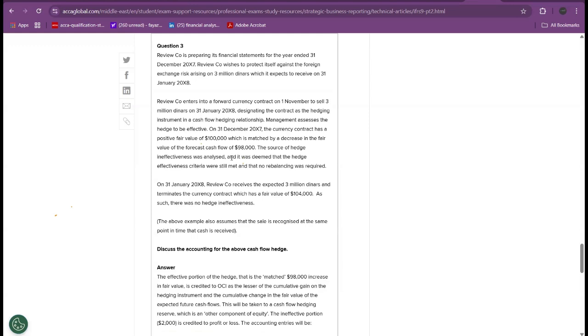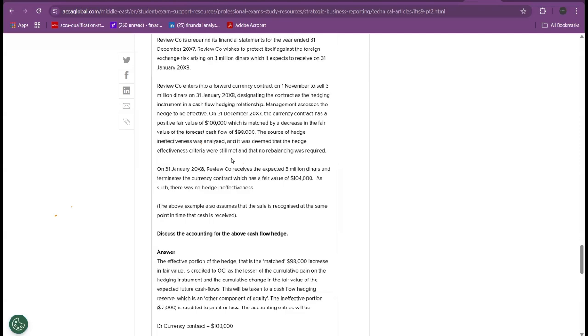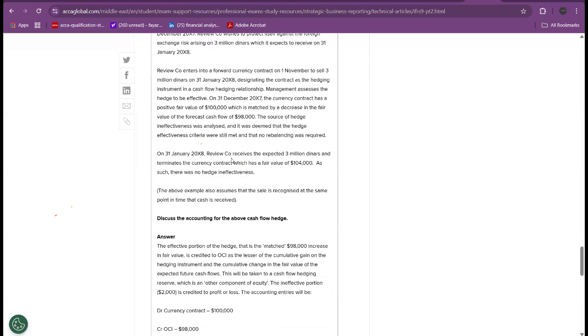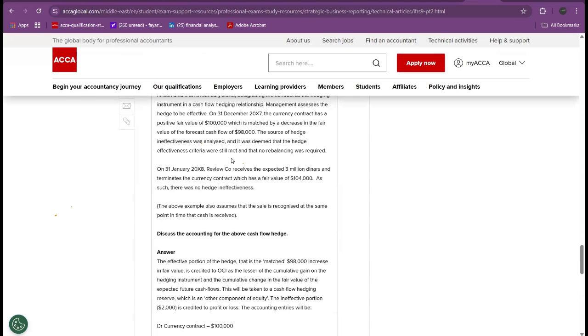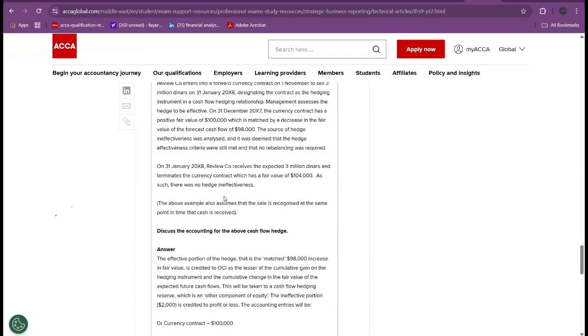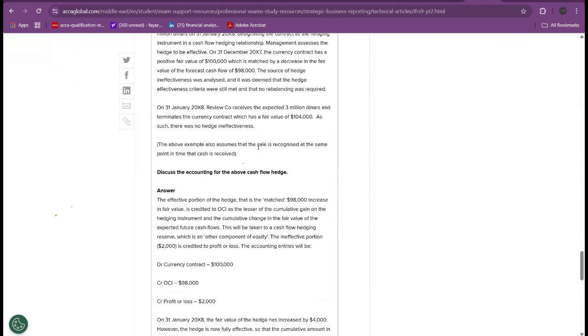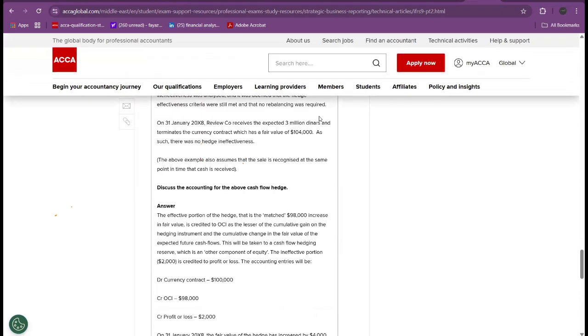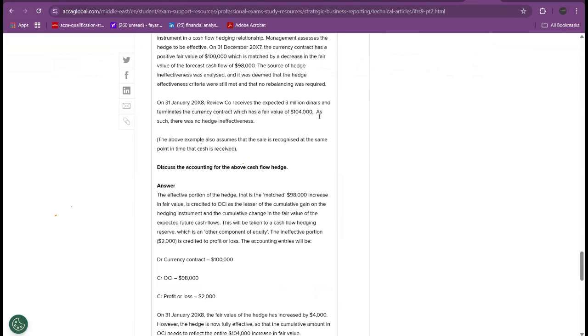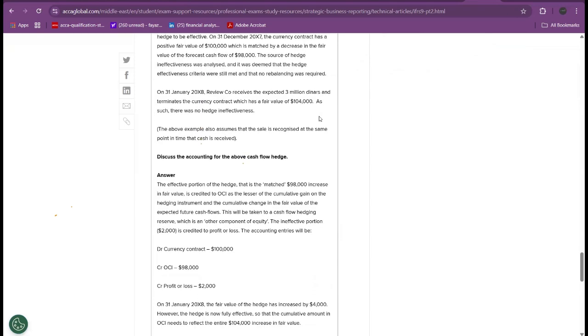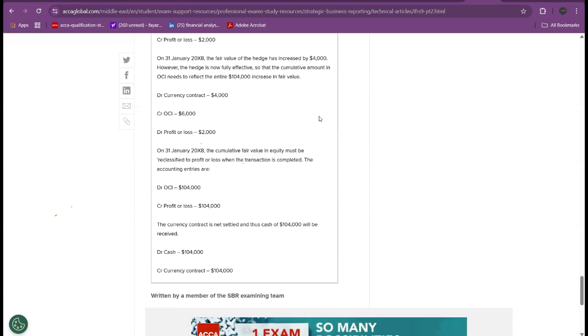On 31 Jan, Review received the expected 3 million dinars and terminates the currency contract, which has a fair value of 104,000. So that is the date when the transaction took place, at the time when the cash is received. Maybe it's a cash accounting basis, that's why this is mentioned. They expect to receive 3 million dinars, so the probability is still there. It is still probable, we still recognize.